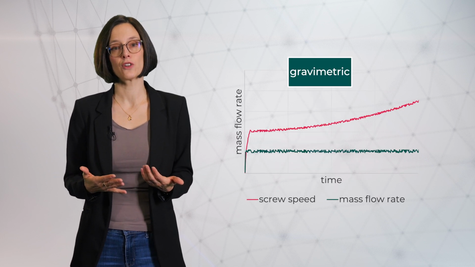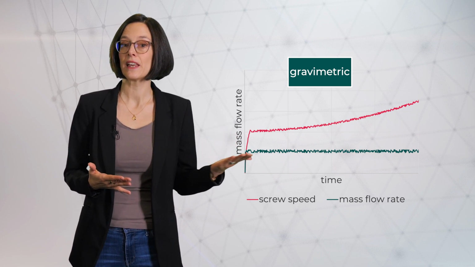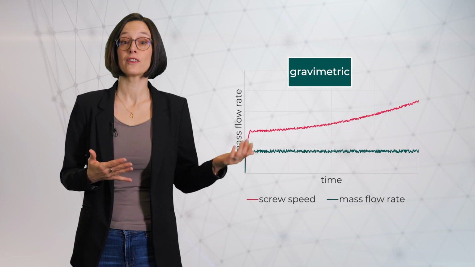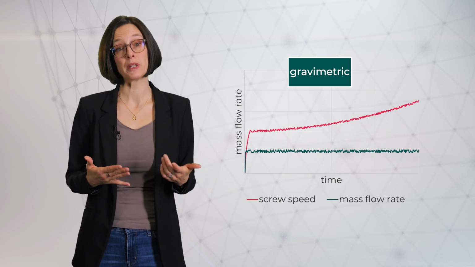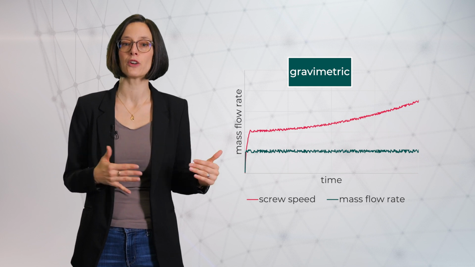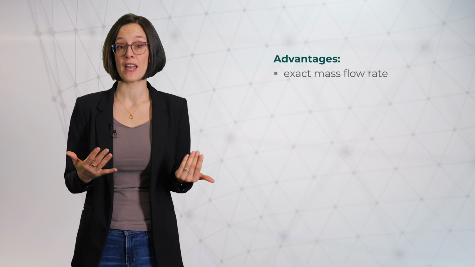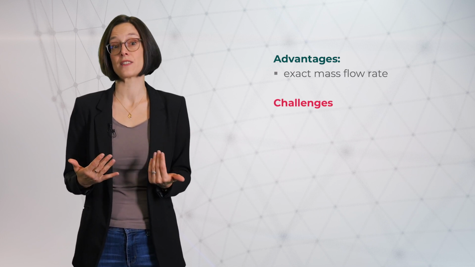Here you see a diagram of the mass flow in a gravimetric feeder. In green is the mass flow and in red the screw speed. The screw speed increases over time. This counteracts the reduced powder density and possible screw filling problems. Gravimetric feeding has a significant advantage. It enables precise mass flow rate control, but it also comes with its challenges.